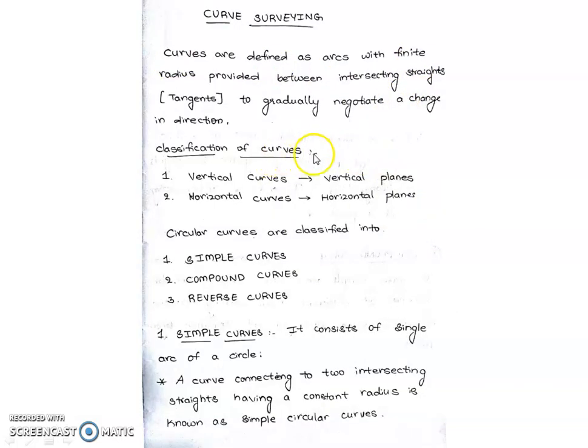Next is classification of curves. Mainly curves are classified as vertical curves and horizontal curves. Vertical curves are in the vertical plane, horizontal curves are in the horizontal plane, and these curves are used in alignment of roads, alignment of railways, alignment of canals. So these are the places where curves are used.